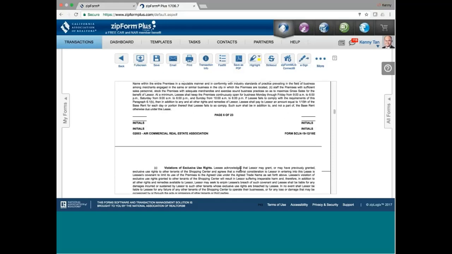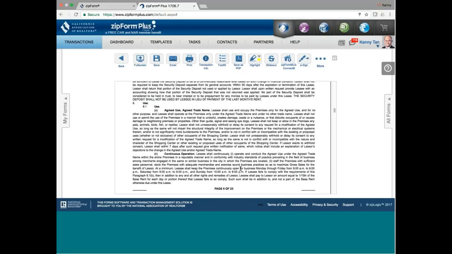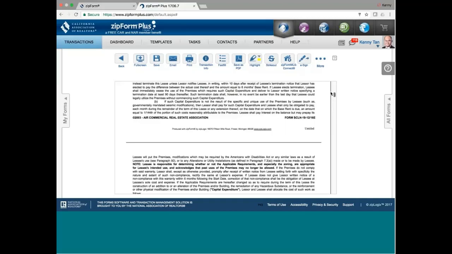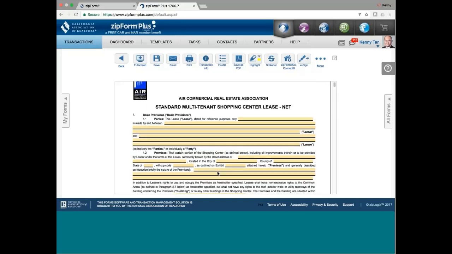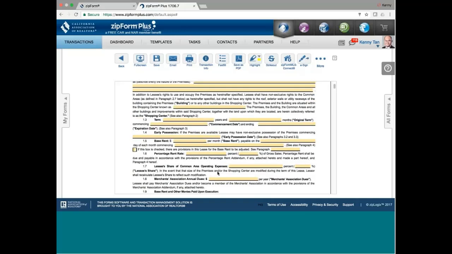Now let's look at this one. Agreed trade name. Okay. Now, it says here, lessee shall use and occupy the premises only for the agreed use and for no other purpose. And lessee shall operate at the premises only under the agreed trade name and under no other trade name. Agreed trade name is actually defined in the lease somewhere. Although I don't know where it's defined, might be on the front page, but it is defined somewhere in the lease.